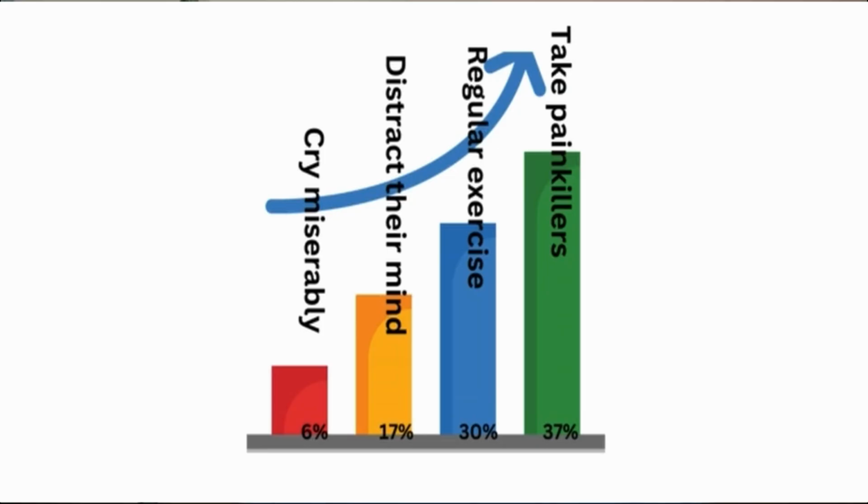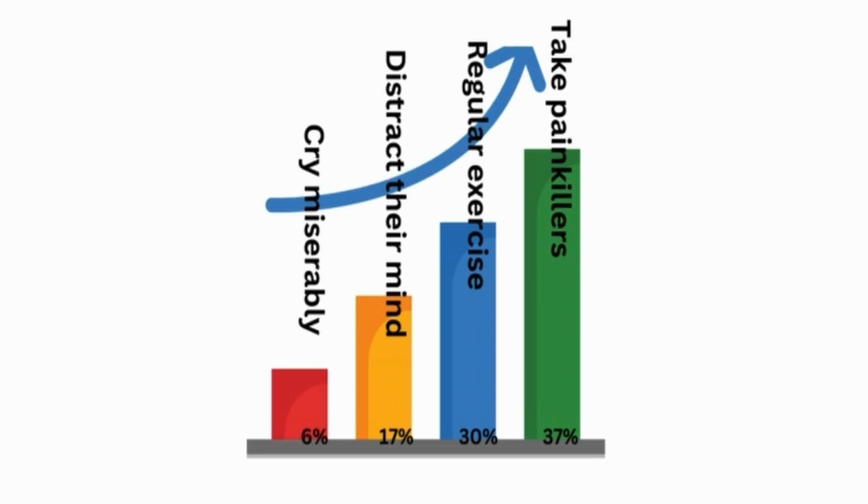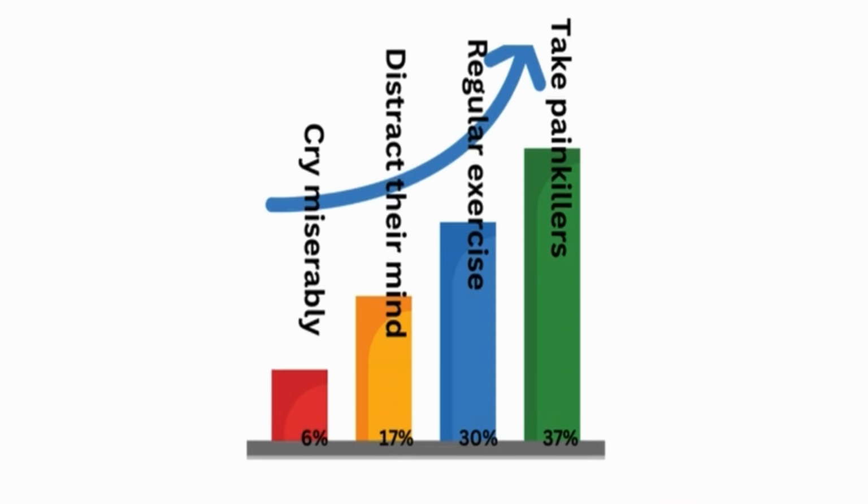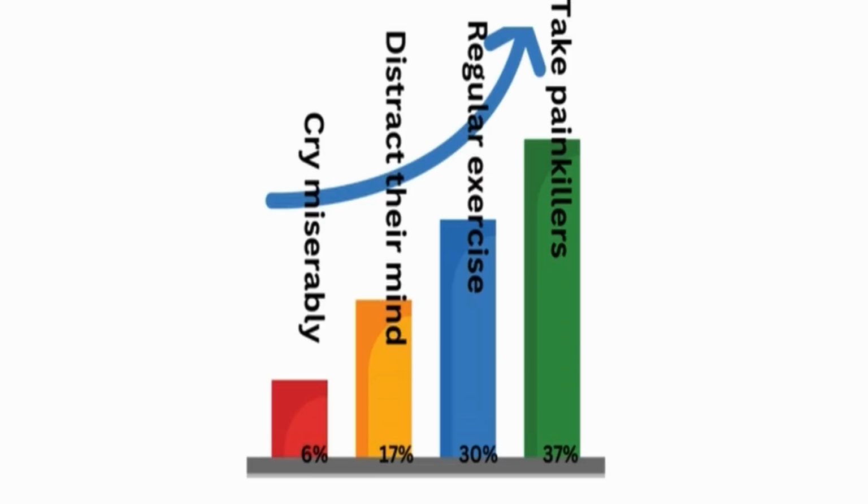A simple study was conducted based on the question. The participants were asked the following question: when you are in pain, what do you do? The results were as follows. 37% said they take painkiller medicines, 30% do some exercise, 17% try to distract their mind, and 6% just cry and feel miserable. The remaining 9% mentioned various other methods like drinking warm water, deep breathing, and taking hot water. So, those of you who fall under the 37% who take painkillers to manage the pain, this video is for you.